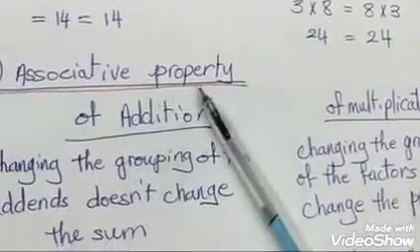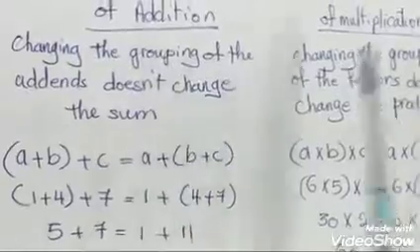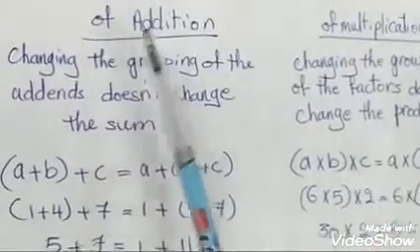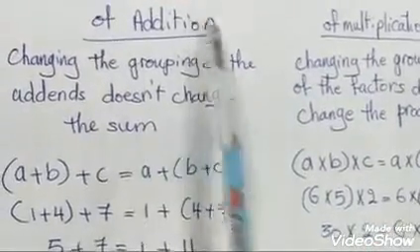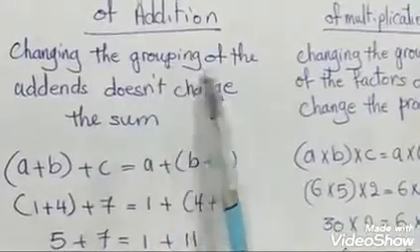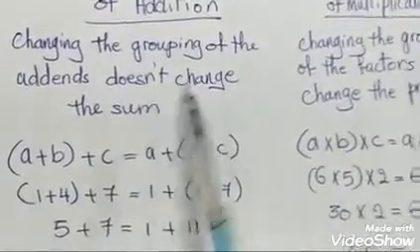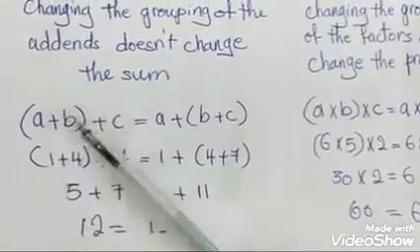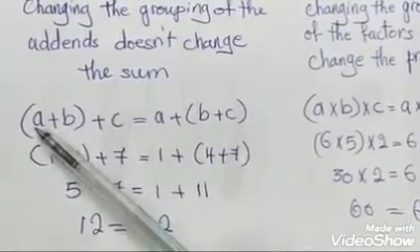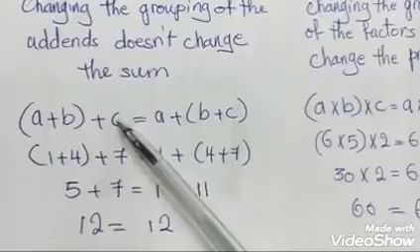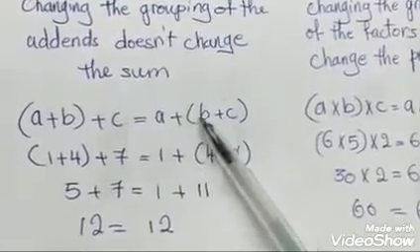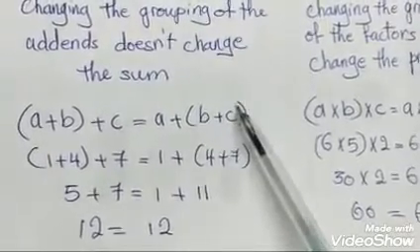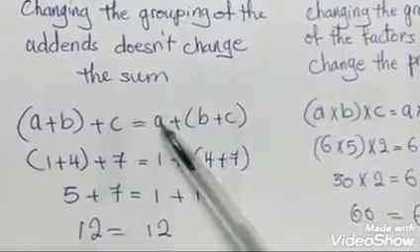Now, the associative property is also present in addition and multiplication. What is the meaning of the associative property? It means changing the grouping of the addends doesn't change the sum. If I have 3 numbers, and I get the sum of the first 2 numbers, then add the third one, it's the same as adding the second and third first, then adding them to the first.